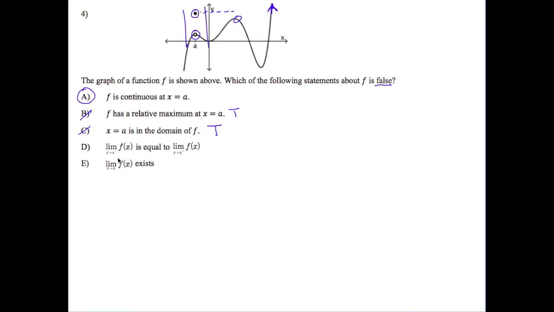Let's look at D. It's really hard to see here, but hopefully you can see on your screen. It's the limit as x approaches a from the negative side, so from the left side. It's saying that the left side is equal to the right side for the limit as x approaches a.